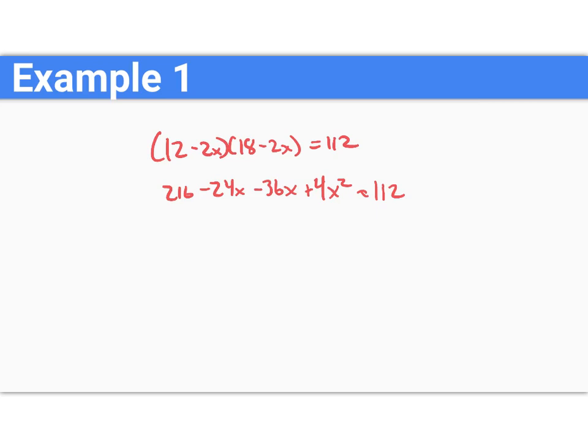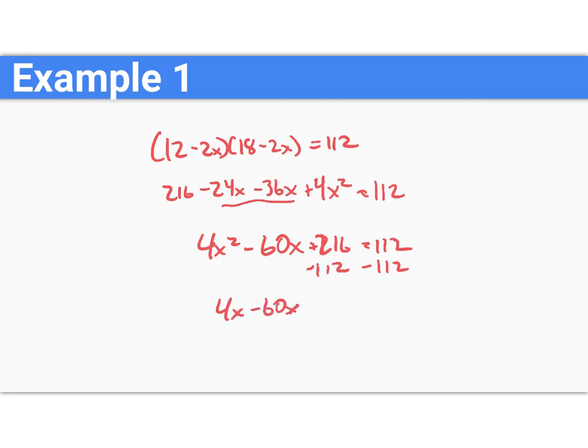I am going to combine like terms and rewrite everything in standard form. 24 and 36 makes 60, so 4x squared minus 60x plus 216 equals 112. I'm going to subtract 112 from both sides. 4x squared minus 60x plus 104 equal to 0.